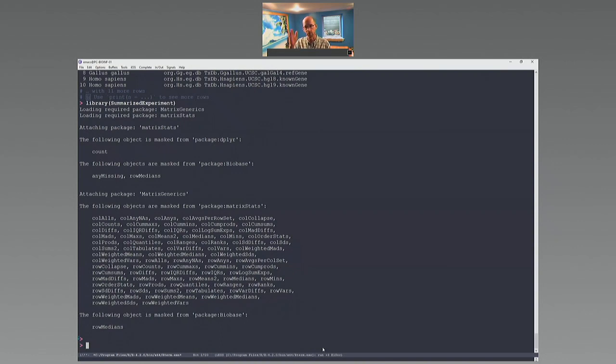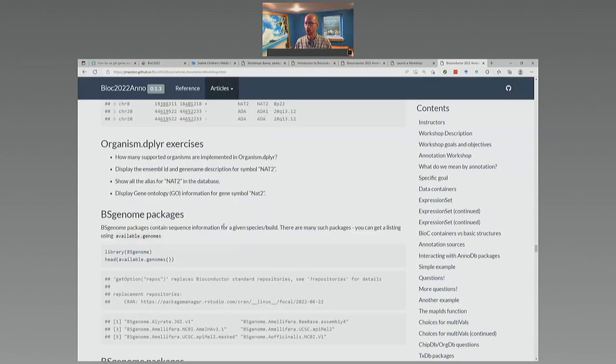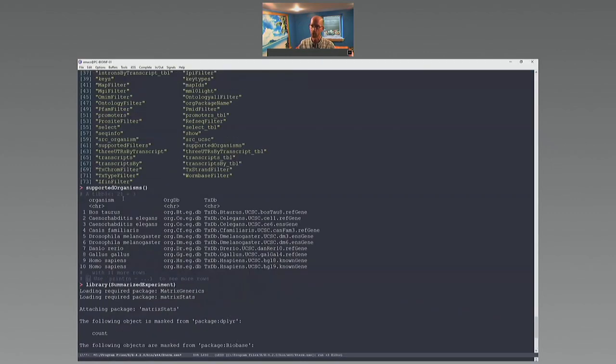And the same thing is true of all of your pheno data that's telling you something about the columns. You have to have rows in there that match up with the column names. And if you're trying to do it by hand and you get one of those things off, it'll error on you and say, look, that's not valid. And so usually you use DE-seq or something like that to build it. So how many supported organisms are implemented in Organism Dplyr? It's 21, right?